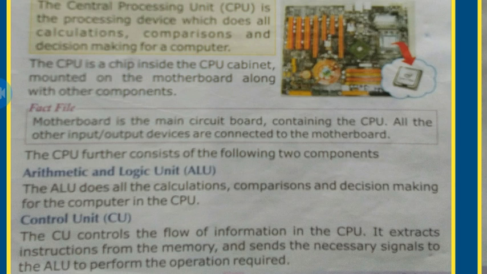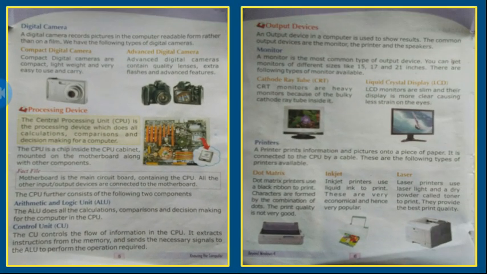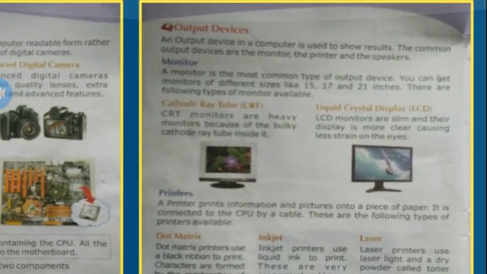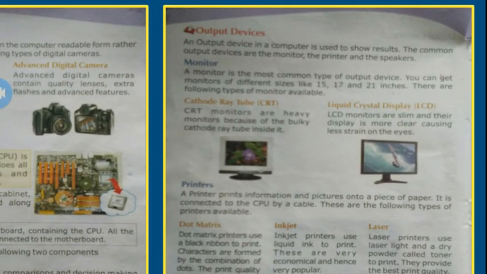What is the ALU? ALU, arithmetic and logical unit. The ALU does all the calculation, comparison and decision making for the computer in the CPU. Control unit controls the flow of information in the CPU. It fetches instructions from the memory and sends the necessary signals to the ALU to perform operations. Clear, students?